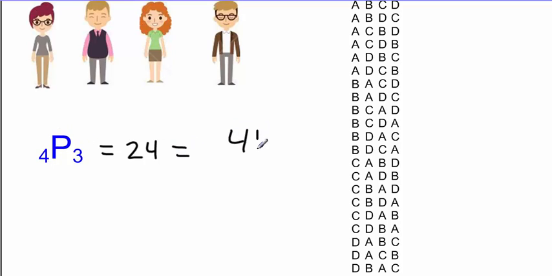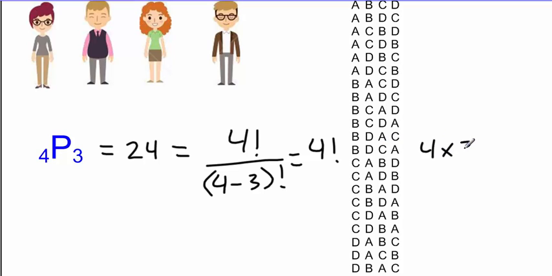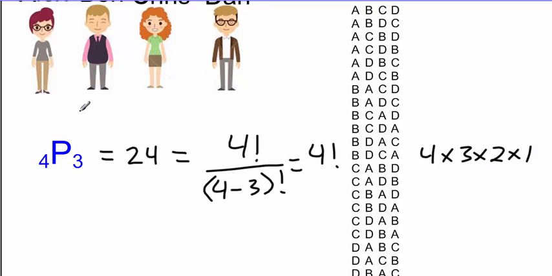What the calculator does is 4 factorial, so 4 times 3 times 2 times 1, divided by, and then the denominator is going to be 4 minus 3 factorial. Again, just the various possibilities there. Obviously, in this case, 4 minus 3 is just 1, and so this ends up being the same 4 factorial, which, as we said, was 4 times 3 times 2 times 1. And that's fairly simple for 4 people.